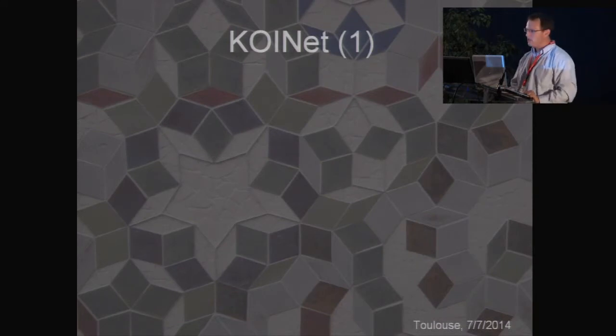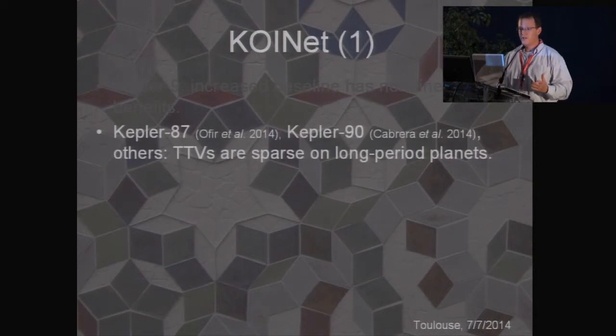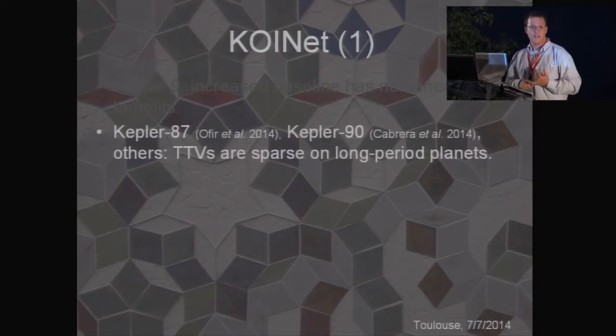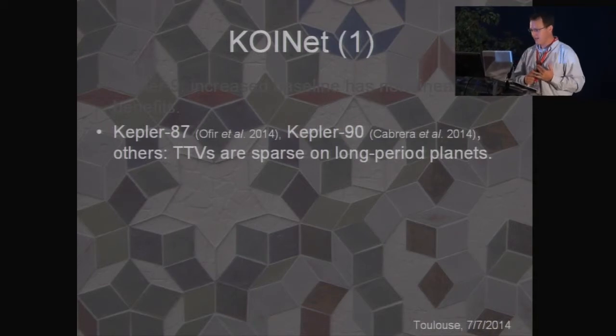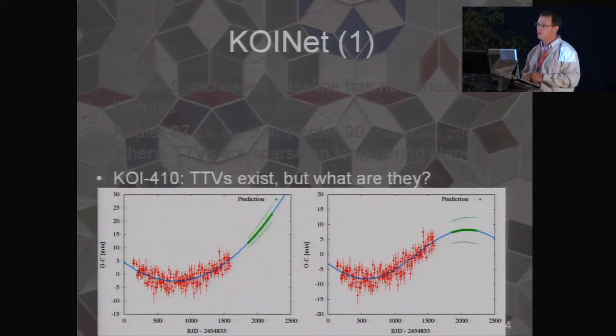Final subject that I want to discuss is KOINet. Well, Kepler 9 just taught us that increasing the baseline of our data sets is important. Long period systems like Kepler 87, that has periods of almost 200 days, and Kepler 90, that has periods of over 300 days and exhibits TTVs, showed us that sometimes we have long period planets and the TTV curve is just undersampled. You don't have enough data points. Sometimes you do have enough data points, but the shape is not yet clear because you don't have enough time.